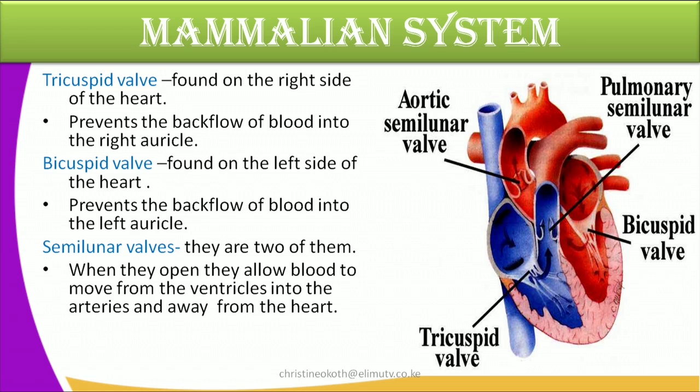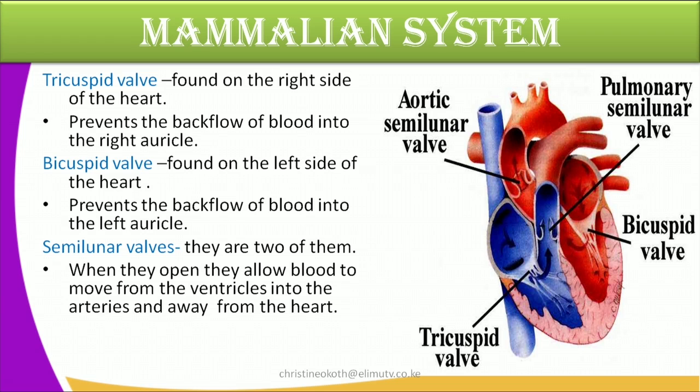So the tricuspid valve, where is it found? It is found on the right side of the heart. So you can observe in the illustration, the right side of the heart is where it is painted blue. So the main function, it will prevent the backflow of blood into the right auricle. Then we have the bicuspid valve. Where is it located? It is found on the left side of the heart. The function is to prevent the backflow of blood into the left auricle. So these ones are just the opposite. One is found on the left side of the heart and the other one is found on the right side of the heart.